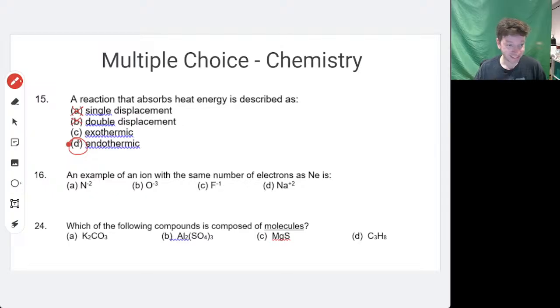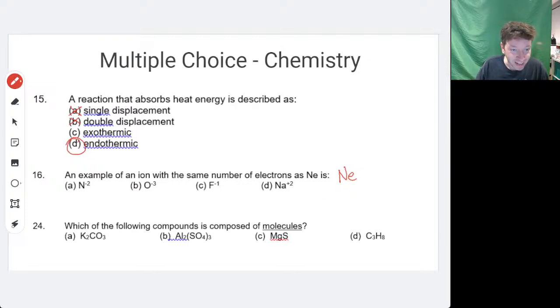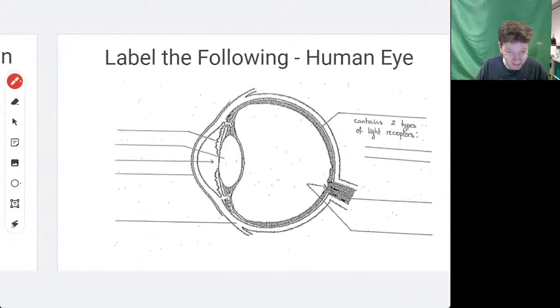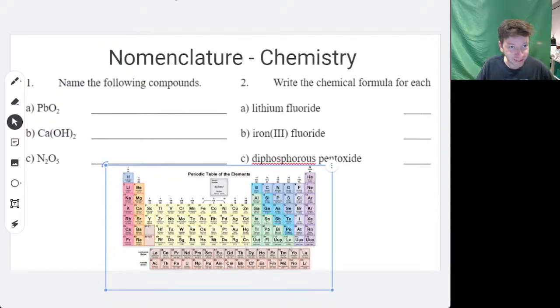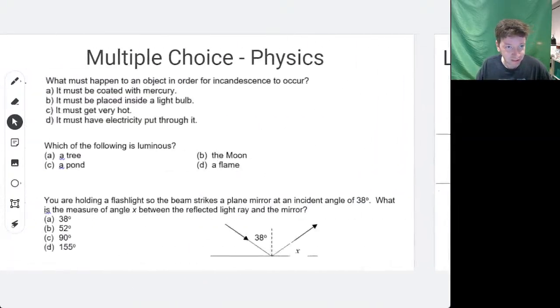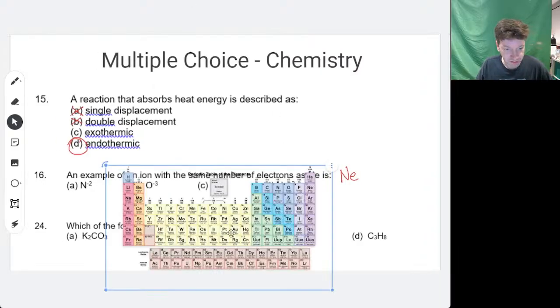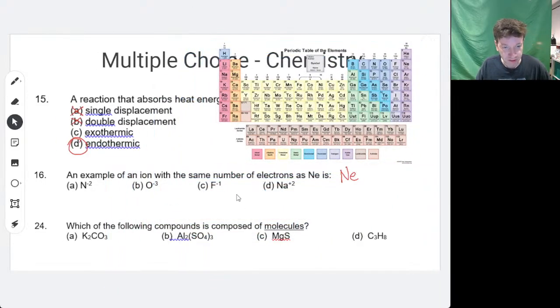Okay. 16. An example of an ion with the same number of electrons as neon. Okay. So neon. I don't have a periodic table. Hold on. I have a periodic table on one of my slides. Okay, so neon has 10 electrons. Let me bring this over so we can use it. All right, so neon has 10 electrons.